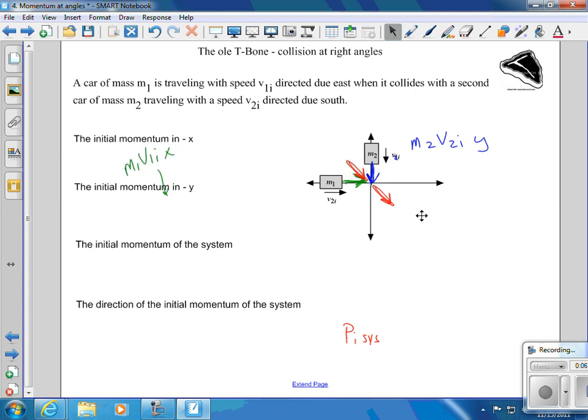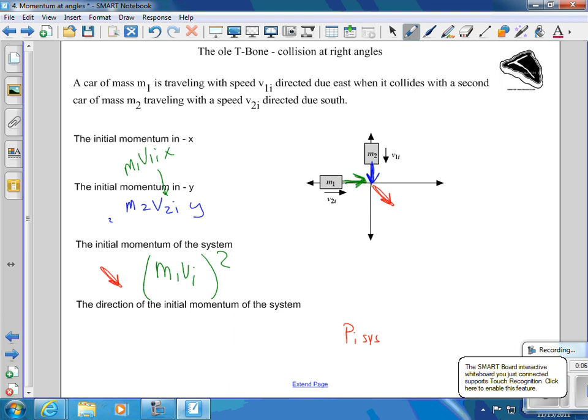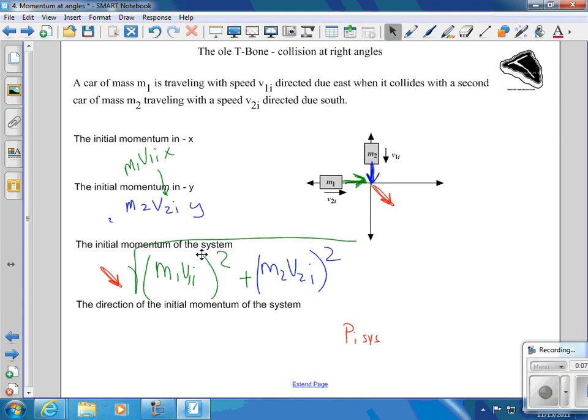The initial momentum in the y is all of this. Okay, the initial momentum of the system is what you would get if you Pythagorate them, which I will do for you because it'll take me a second. So that plus, I'll keep my color coding together, a squared plus b squared equals c squared. If I just want c, I have to Pythagorate like that.